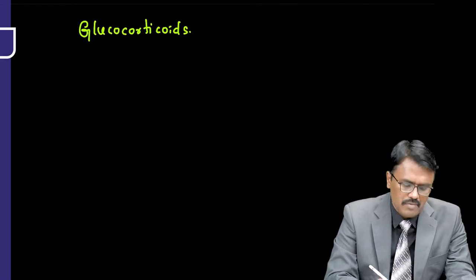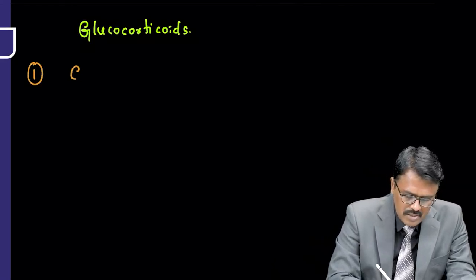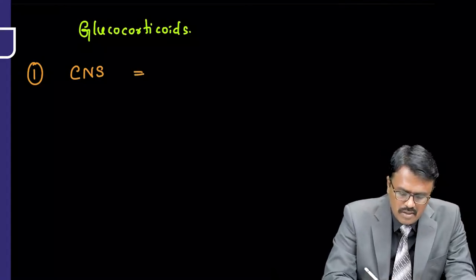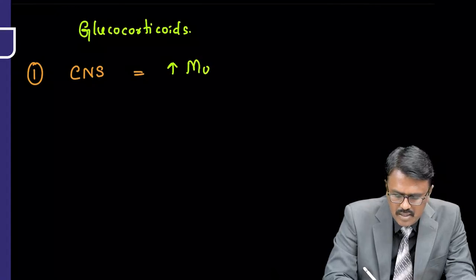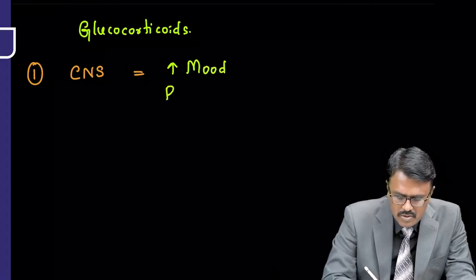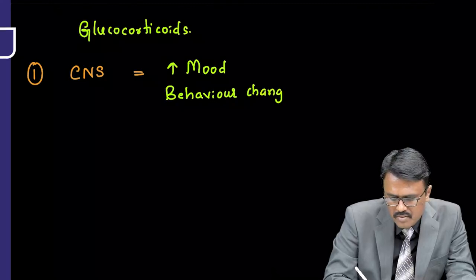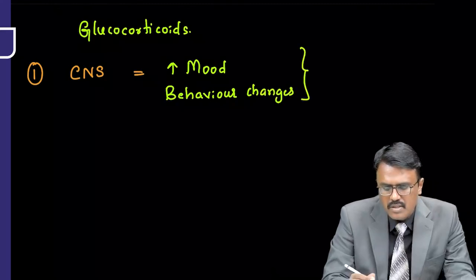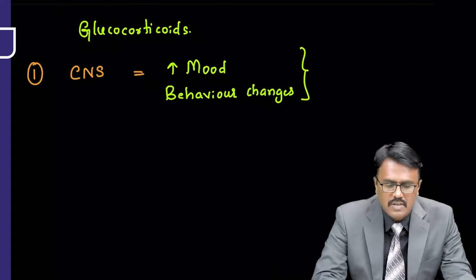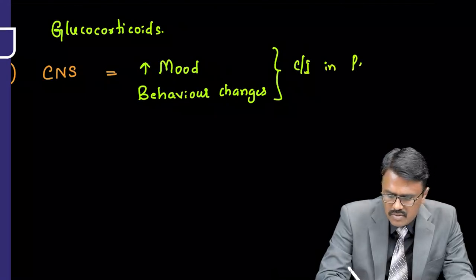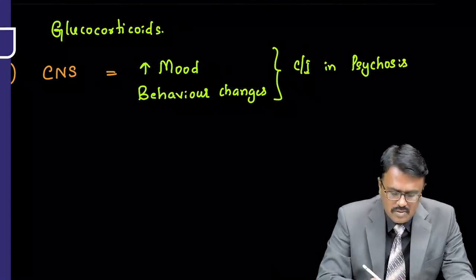So what is the effect of glucocorticoids? Number one, in the CNS. In the CNS, glucocorticoids are known to increase the mood, and they are also shown to cause behavior changes in the person. So which patient should we not give it to, if it causes behavior changes? Obviously, steroids are contraindicated in patients with psychosis. So in a psychotic patient, steroids are not used.